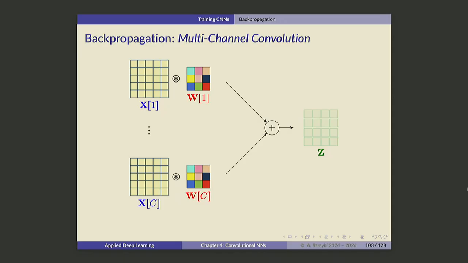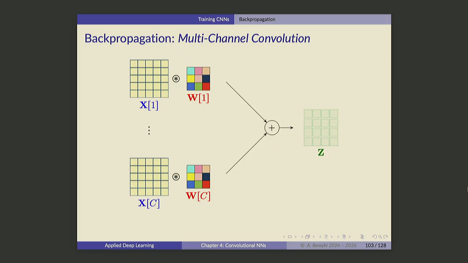Now I do have the gradient of r hat with respect to z. I want to compute the gradient of r hat with respect to one of the channels, say x1, the first channel. How can I write it down in terms of that gradient? I can use the chain rule, right? This is the gradient of r hat with respect to z times the gradient of z with respect to x1. Correct? Everybody's cool? Questions?